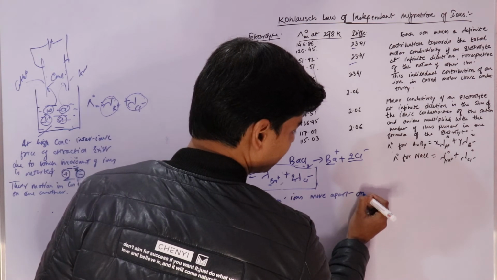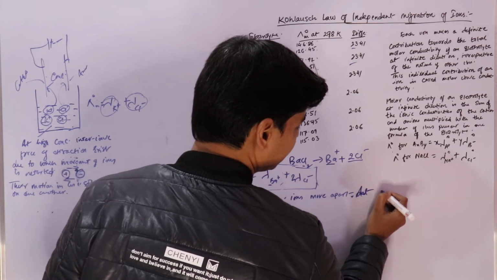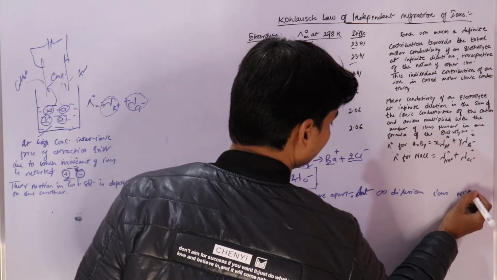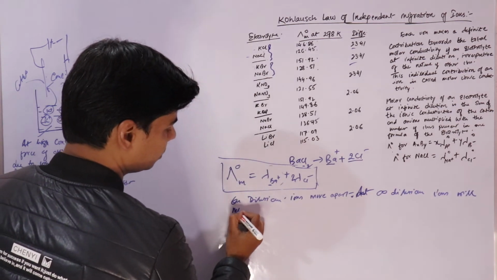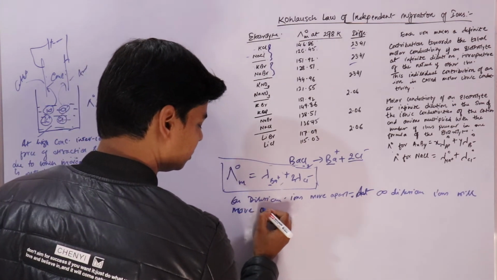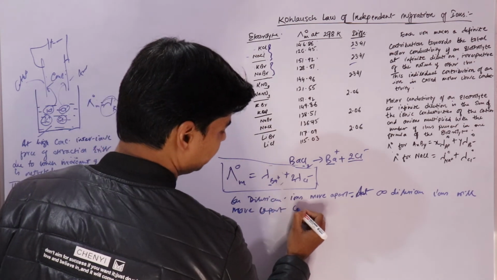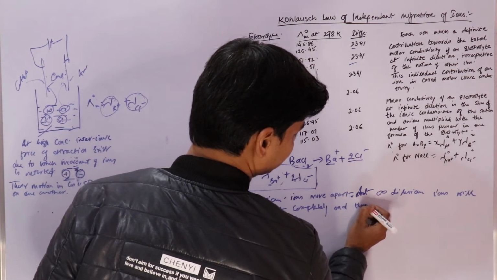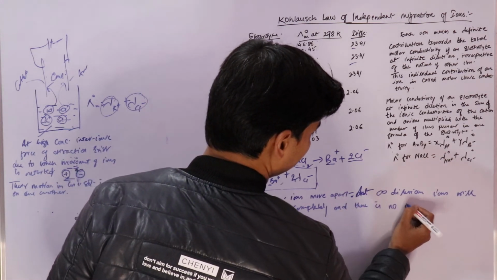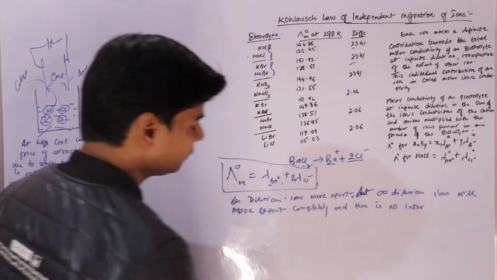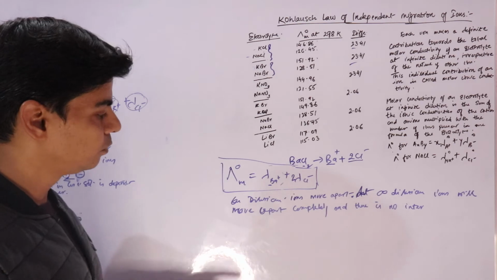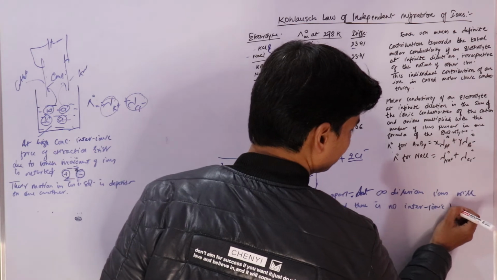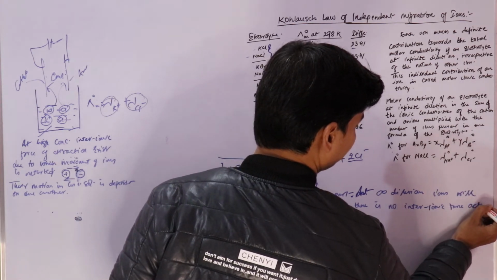So at infinite dilution, ions will move apart completely, and there is no force of attraction, or we say that these ions will completely move apart and there is no interionic force acting between them.